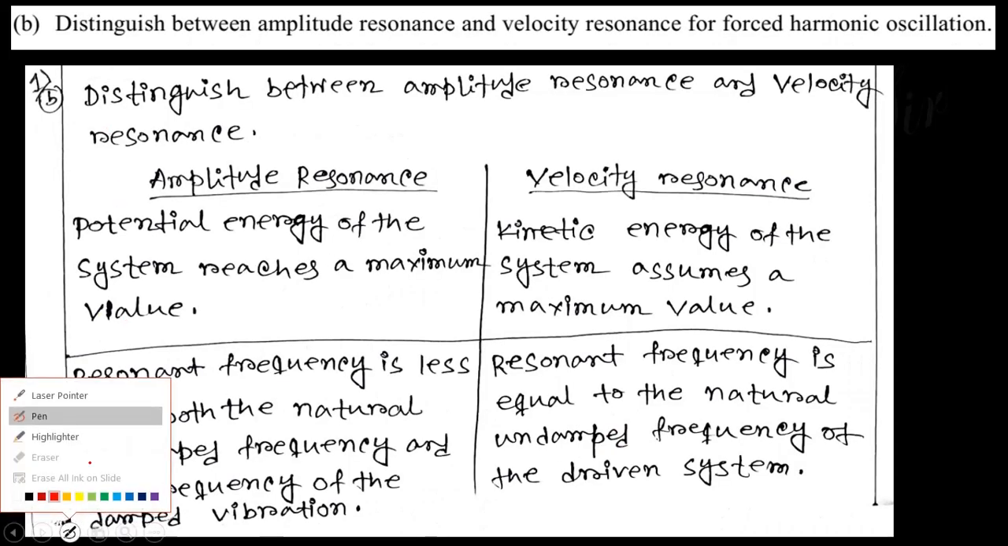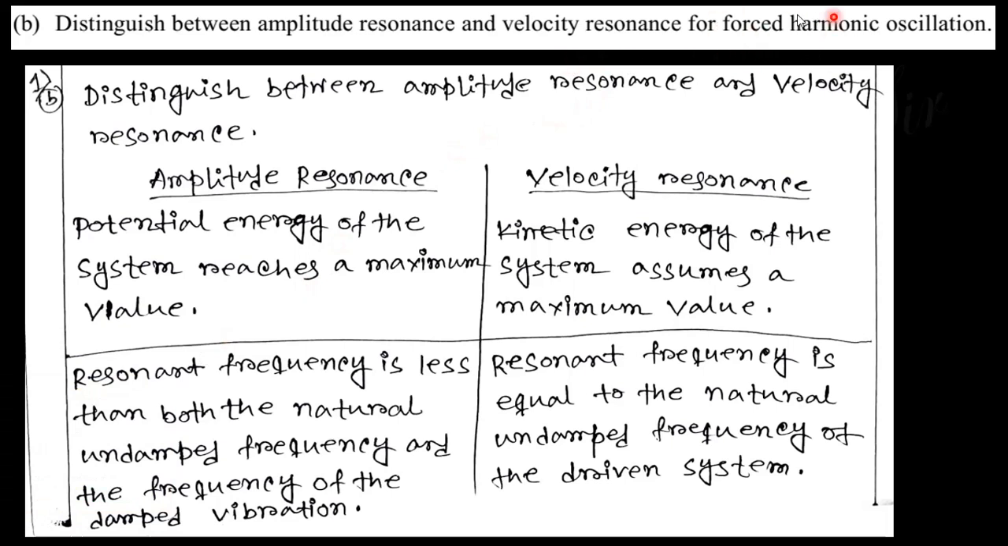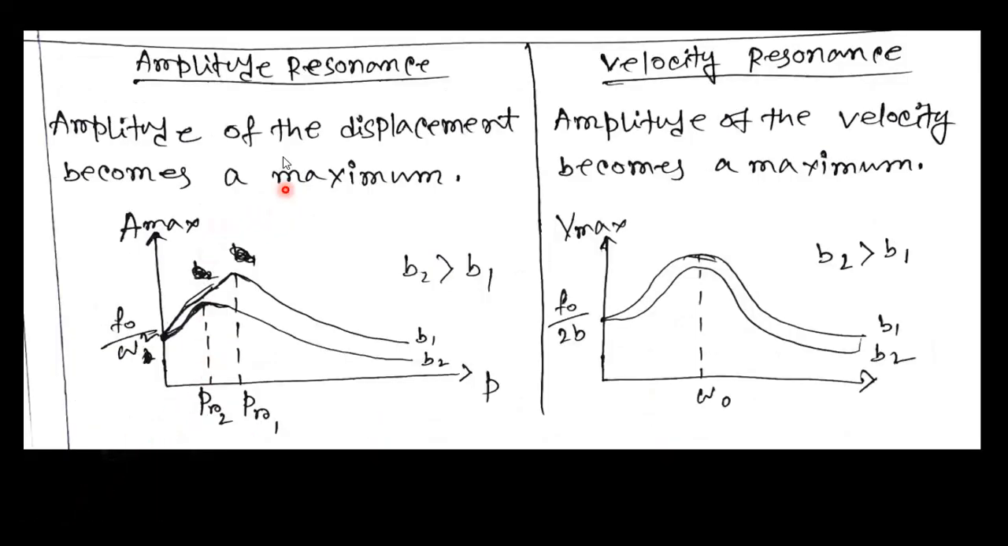Distinguish between amplitude resonance and velocity resonance of forced harmonic oscillation. Amplitude resonance means the potential energy of the system reaches maximum, whereas in velocity resonance the kinetic energy is maximum. In amplitude resonance, the resonant frequency is less than the natural undamped frequency, and in velocity resonance the resonant frequency is equal to the natural undamped frequency. In amplitude resonance, the displacement becomes maximum; in velocity resonance, the amplitude of velocity becomes maximum.